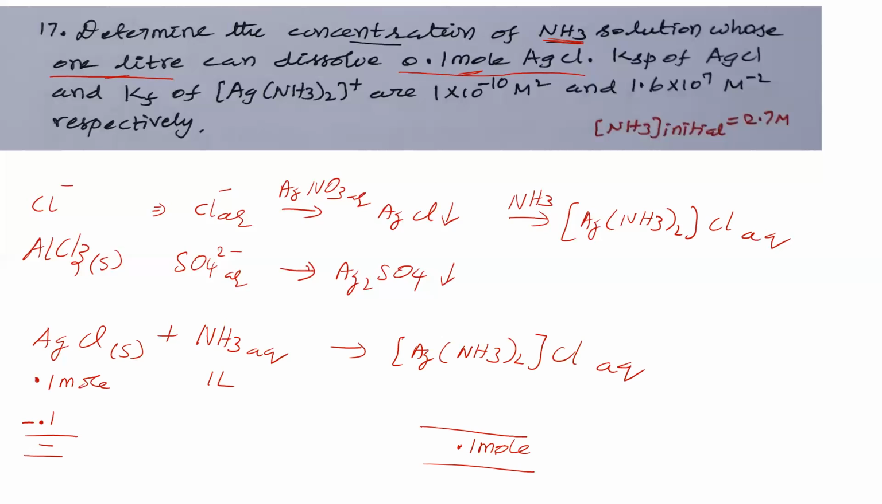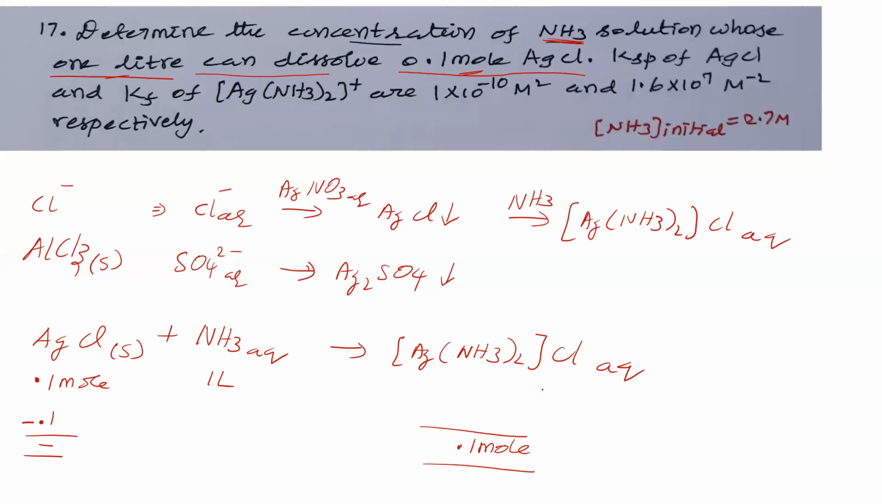0.1 mole of complex is produced because they said this ammonia solution can dissolve, therefore, silver chloride is completely dissolved. Okay. So silver chloride we are taking 0.1 mole. 0.1 mole of silver chloride is completely dissolved in ammonia solution. Therefore, we got 0.1 mole of complex.